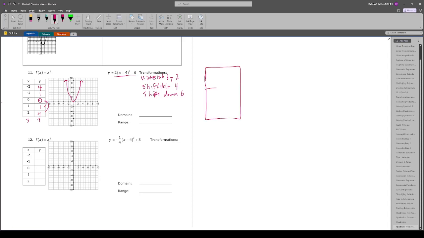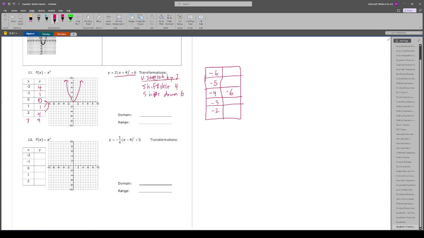So the first thing we need to do in making a table is to put the vertex in the middle. So our vertex was 0, 0. It went left 4 and down 6. So my new vertex is at -4, -6. From there, I can go up and down by 1s, will generally be fine. So -5, -6. And then fill in the corresponding values.